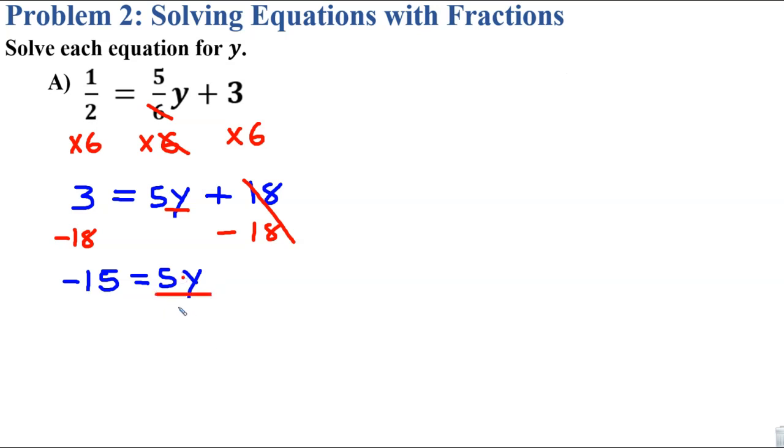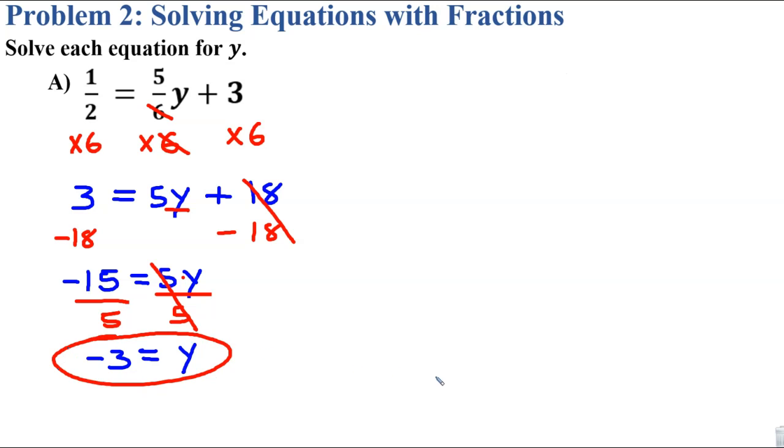To undo the 5 times, we'll divide both sides by 5. Okay, 5 divided by 5 is a 1, which gives me just y by itself on the right. Negative 15 divided by 5 gives me a negative 3 on the left. All right, so again, when we're solving an equation with fractions, multiply to get rid of those fractions right off the bat. And then it turns into a simple equation.